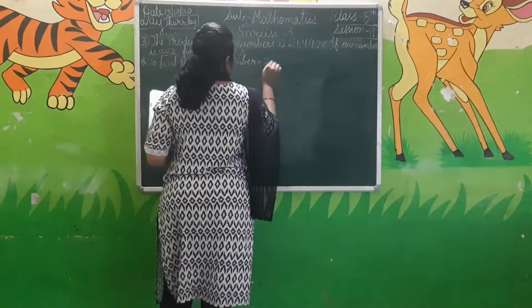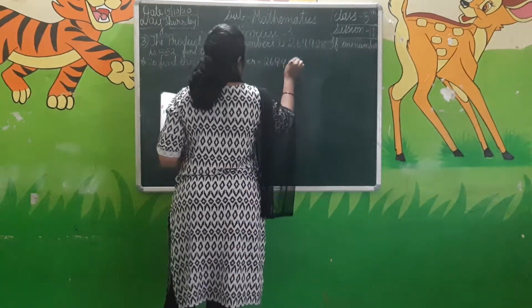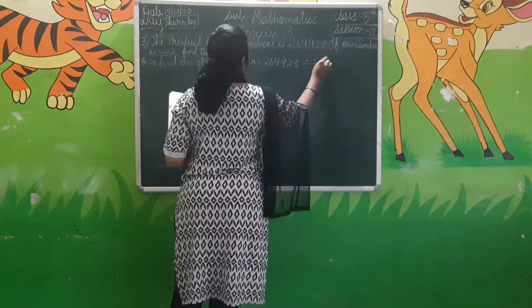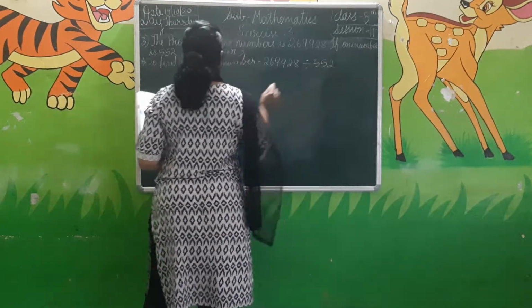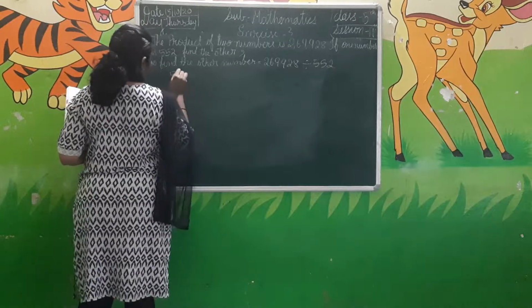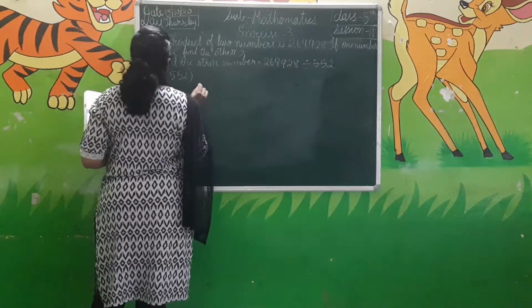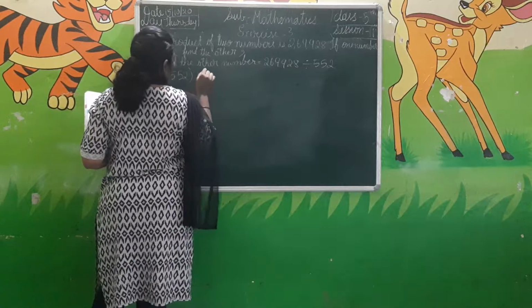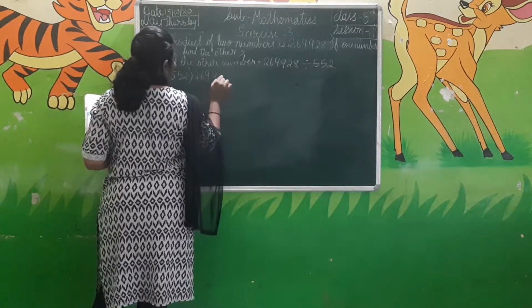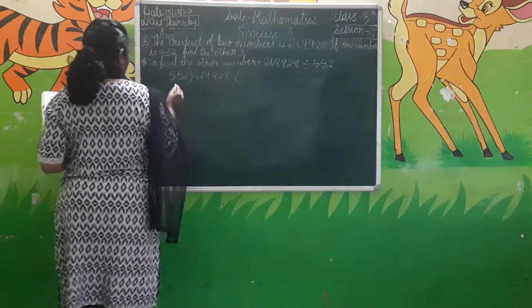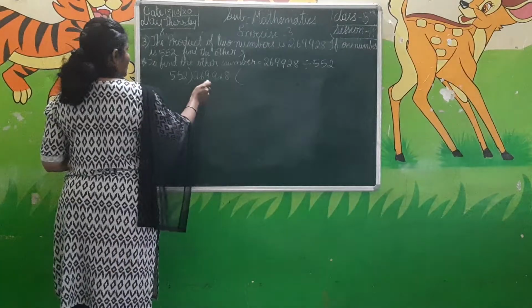To find the other number, 2,69,928 is divided by 552. We will start doing this now. 552 divided by 2,69,928. Here we have a 3-digit number, and here it is also a 3-digit number.